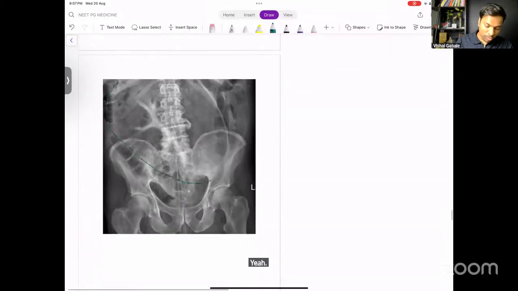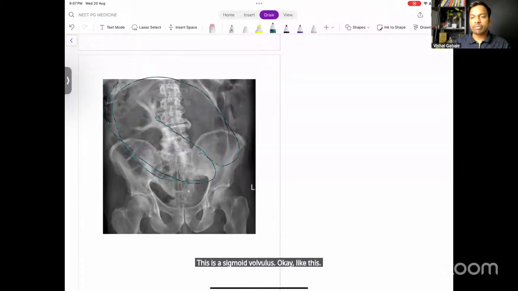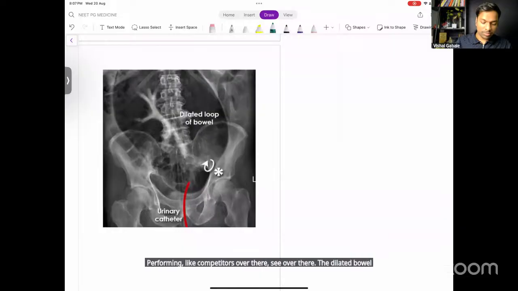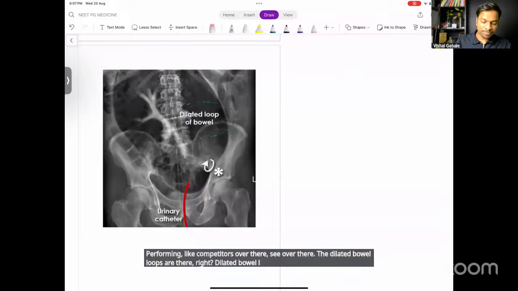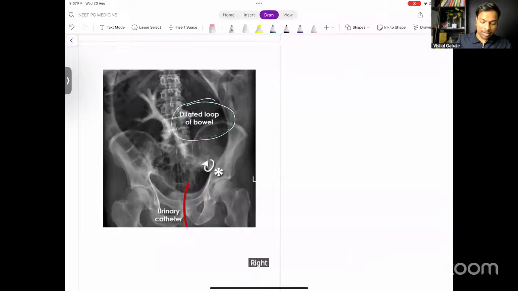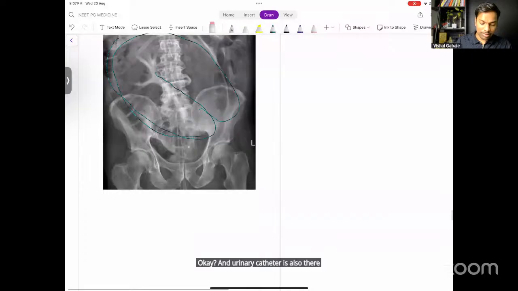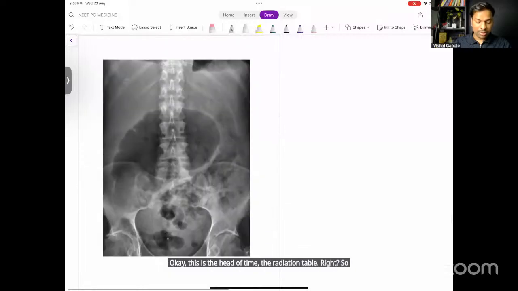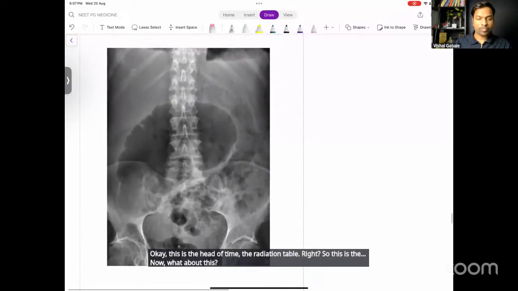This is a sigmoid volvulus. Coffee bean like appearance over here. See over here, the dilated bowel loops are there, right? And you can see this type of structure is there. Urinary catheter is also there here. This is the urinary catheter, the radiolucent head of that, right? Now what about this one?